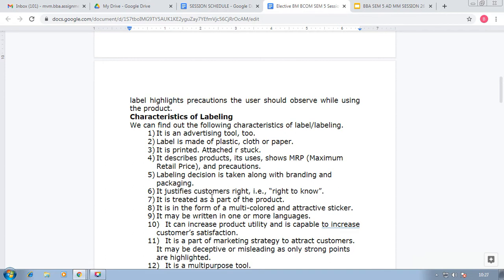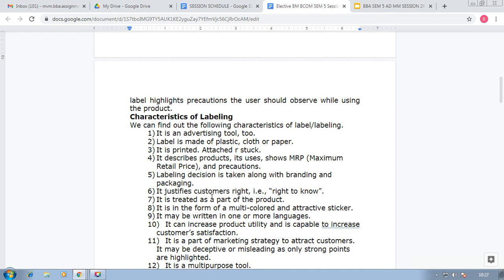So the labeling decision, students, is taken along with branding and packaging. You cannot separate these three decisions, as they are very closely related. Labeling describes the customer's right to know, because customers require to know everything: expiry date, manufacturing date, MRP, company name, brand, logo, use, ingredients, everything required before using the products. The label provides all this information, and that's why it justifies the right to know. And this is treated as a part of the product, because you cannot separate it.